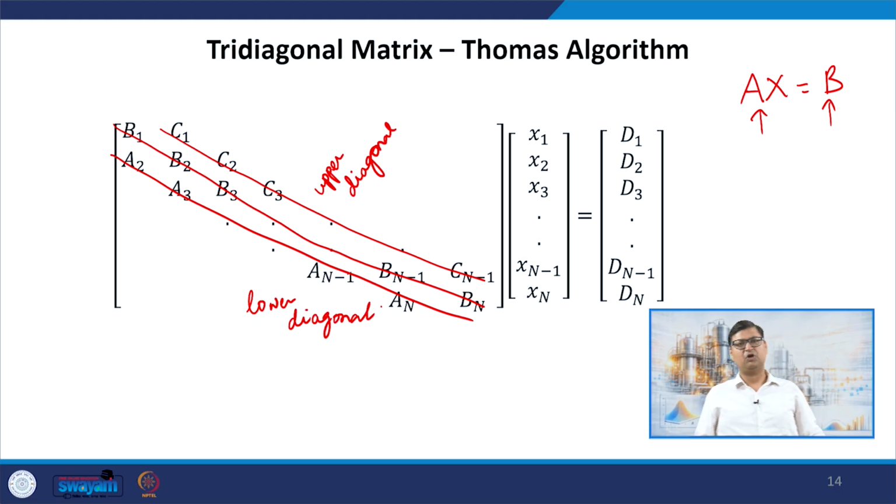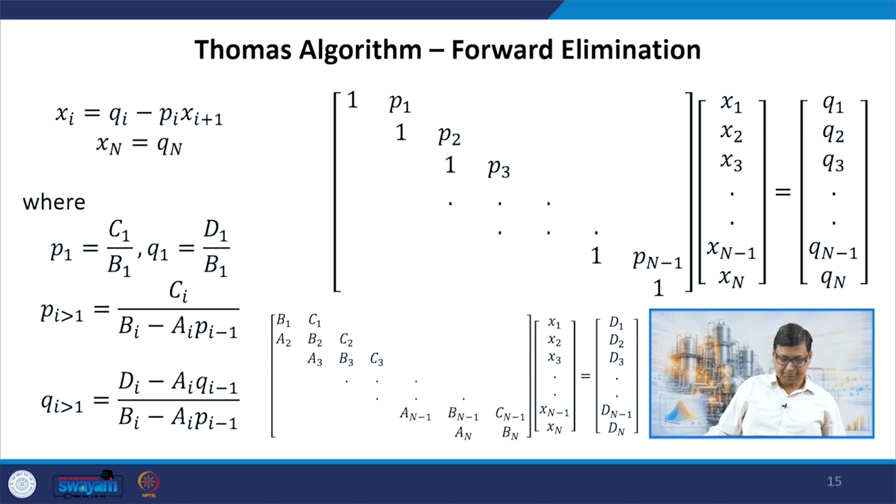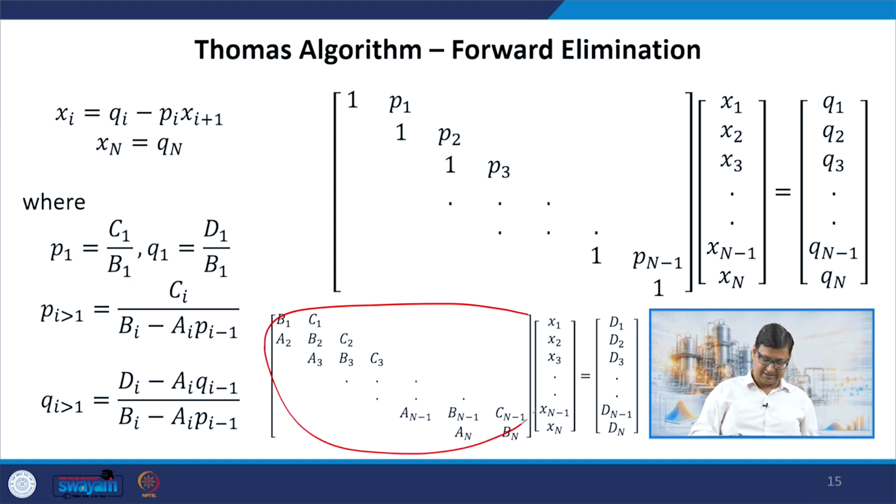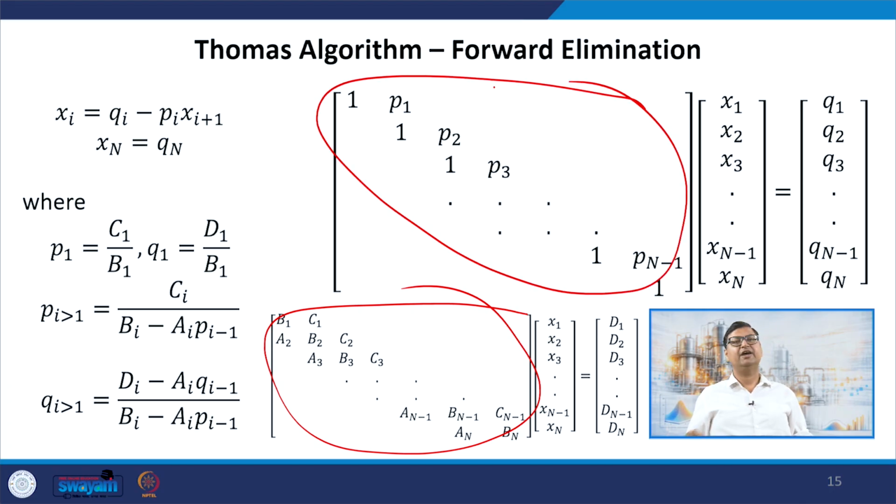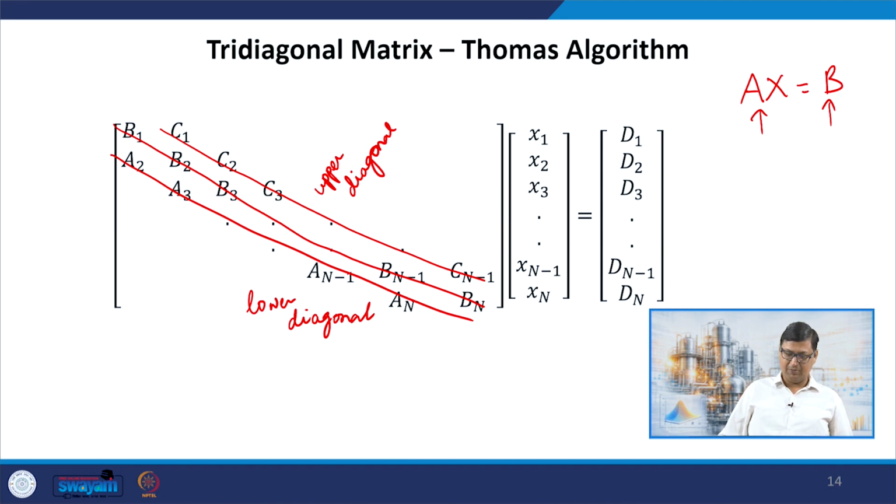Now for this kind of a problem, there is a method called Thomas algorithm that works in the following way. What we do here is, in the first step, we change this matrix into a matrix like this, where we don't have the lower diagonal, we only have the upper diagonal left, and that step is called the forward elimination step. And I will give you examples of how it is done. So you can go back to this matrix and let us see what equations it results in.